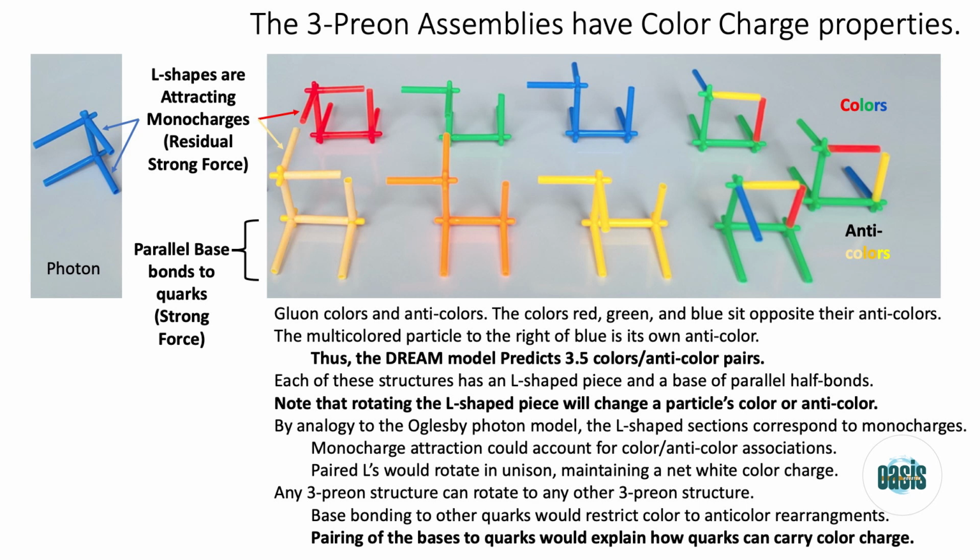But in the dream model, we actually get 3.5 colors because here's our three color pairs. This one and this one, although they're mirror images here, are actually the same structure. It's its own antiparticle. If you take this and you turn it around, you'll see that you have the same structure as over here. So in the dream model, we have 3.5 colors.